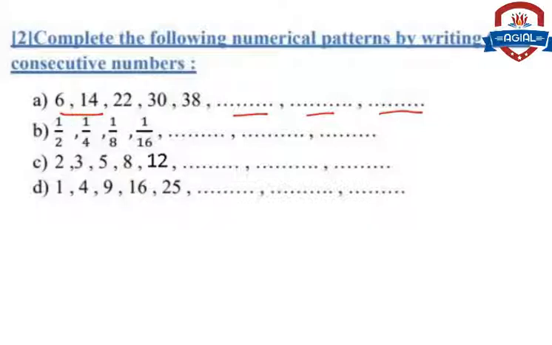We have 6, then we have 14. So we add 8. So 6 plus 8 equals 14, and 14 plus 8 equals 22, and 22 plus 8 equals 30, and 30 plus 8 equals 38. So 14 is more than 6 by 8.